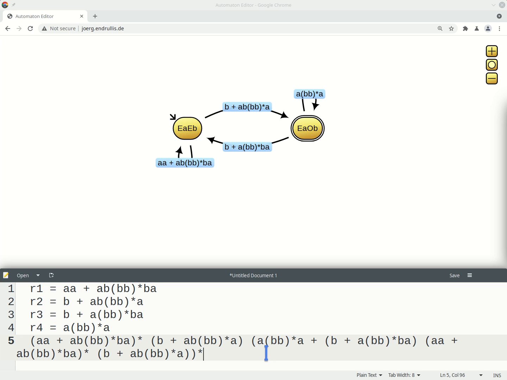This is the regular expression that describes the same language as our original automaton. As we have started out with an automaton that accepts all the words over A B that have an even number of A's and an odd number of B's, this is also the language described by this regular expression. It describes all the words over A B that have an even number of A's and an odd number of B's.